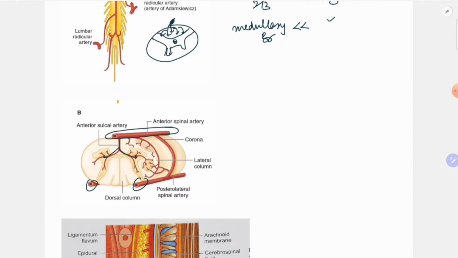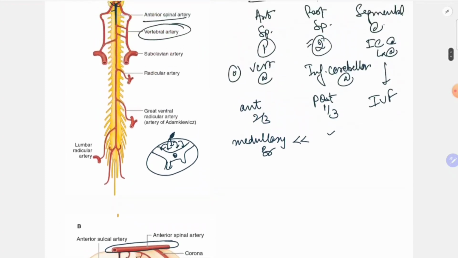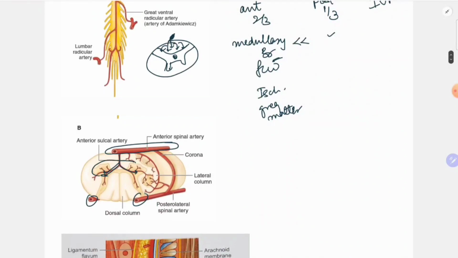These medullary branches supply the innermost structures of the spinal cord, and since the anterior spinal artery's medullary branches are few, the area supplied by the anterior spinal artery becomes more prone to ischemia, which is what? It is the gray matter, right? The gray matter, which is in the most center of the spinal cord and supplied by the anterior spinal artery, that becomes the most prone to ischemia. And if ischemia of this happens, it's called the anterior spinal syndrome.